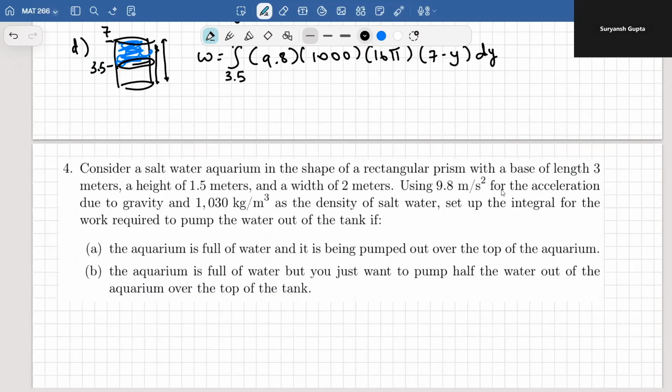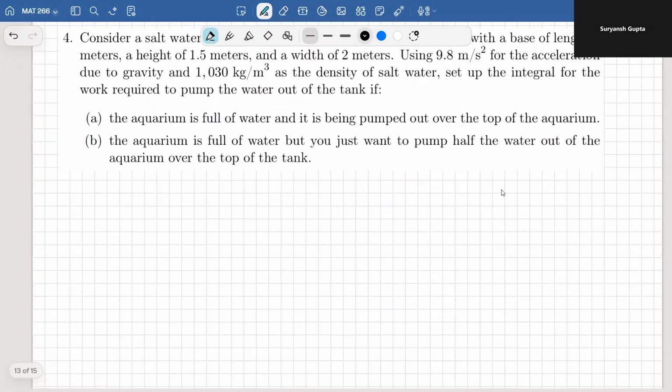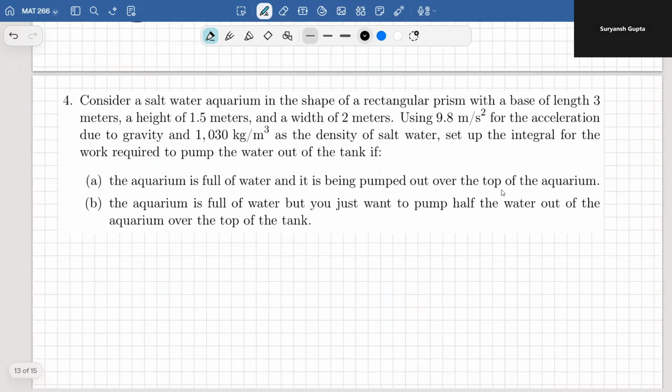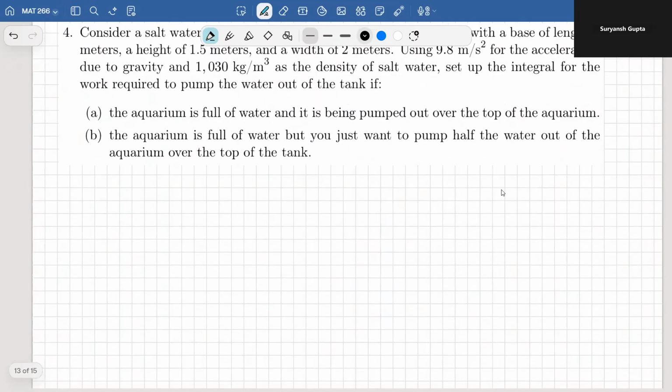It's pretty much like the previous question, very similar to it, except that instead of a cylinder, we have a rectangular prism. So let me just draw that out. And this is for part A.